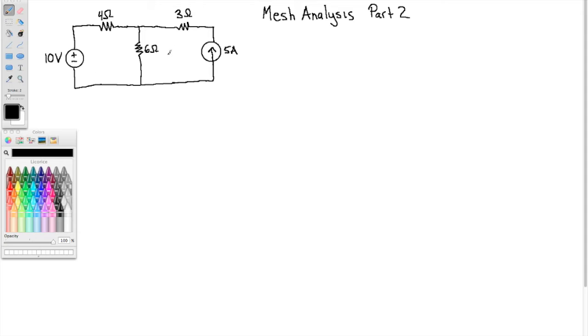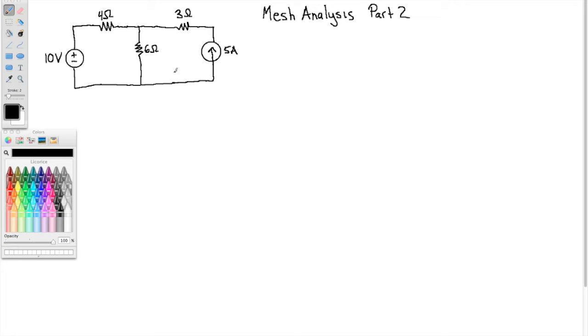So here's a circuit that I want to analyze. I want to find essentially the currents in every branch, the voltages across each component, and then I'm also going to find the power supplied or absorbed by each component. If you remember in the previous video, we had a series of steps to perform mesh analysis, but the caveat was that our circuits could not contain current sources.